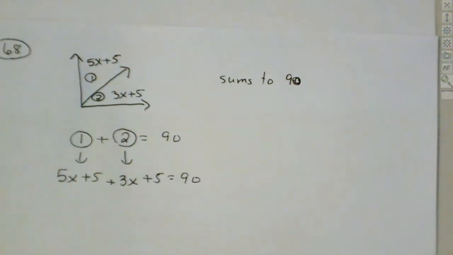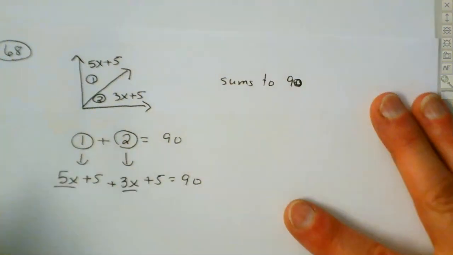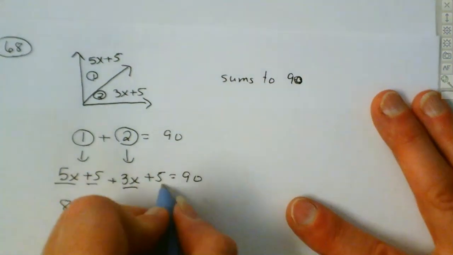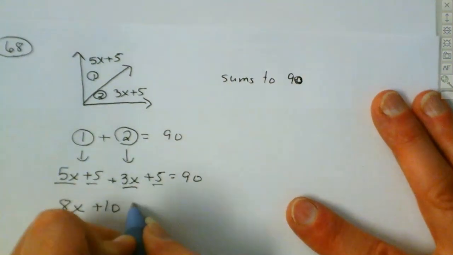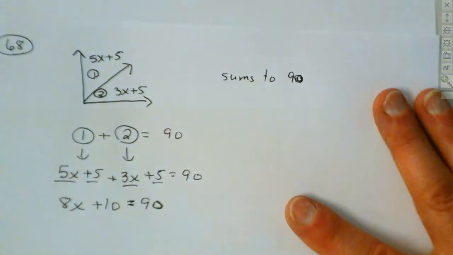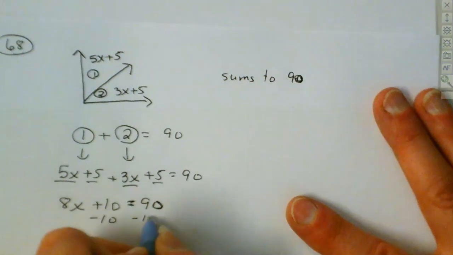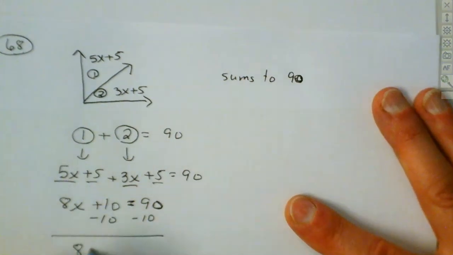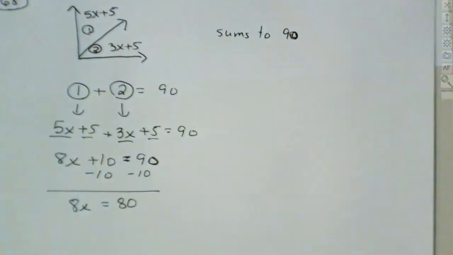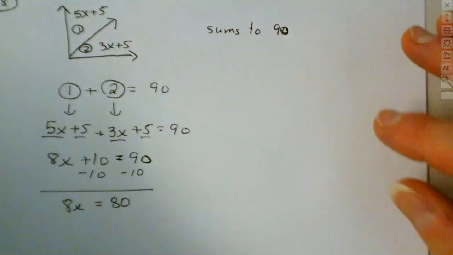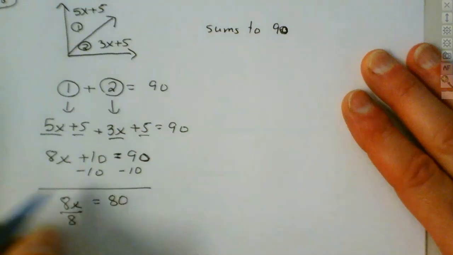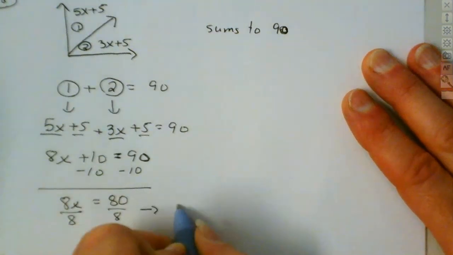We can begin solving. So, how many x's do we have on the left? Looks like 8x. And number-wise, we have a 5 and another 5, makes it 10. That equals 90. And we're going to move that 10 over to get rid of that. So 8x now equals 80. And what's my next step and last step going to be? Divide by my 8, and x now equals what?